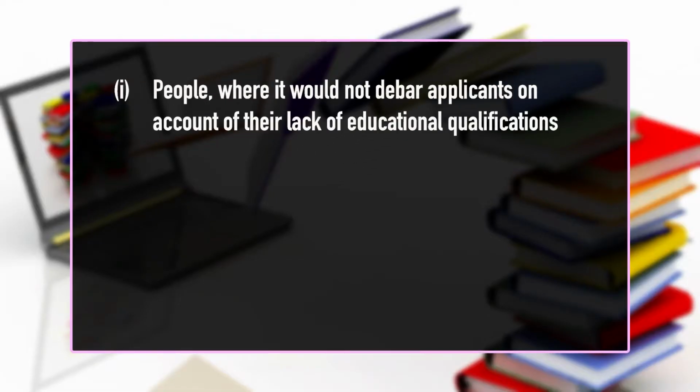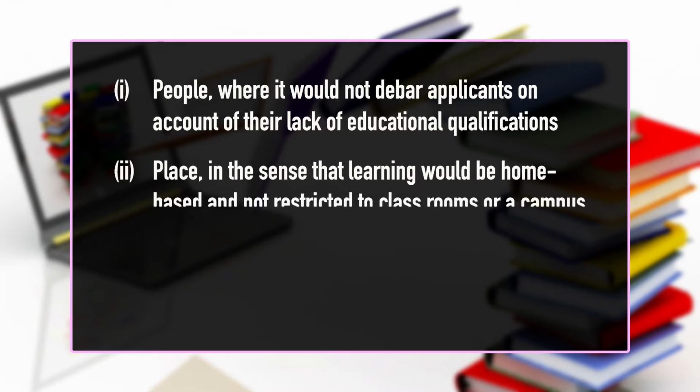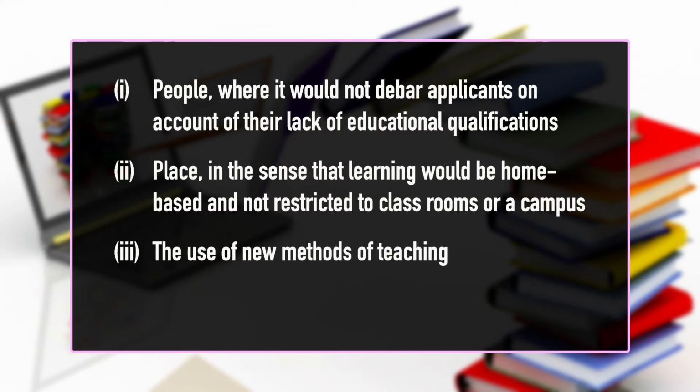The term open generally refers to four aspects: people, where it would not debar applicants on account of their lack of educational qualifications; place, in the sense that learning would be home-based and not restricted to classrooms or a campus; and the use of new methods of teaching and ideas.